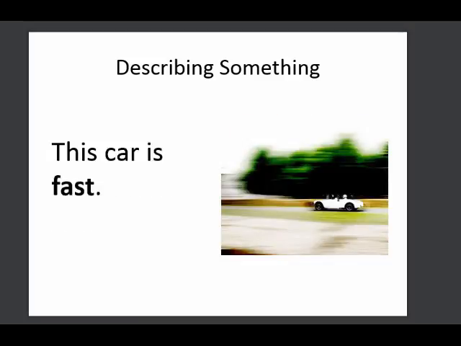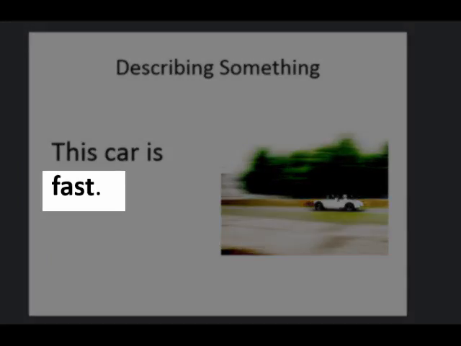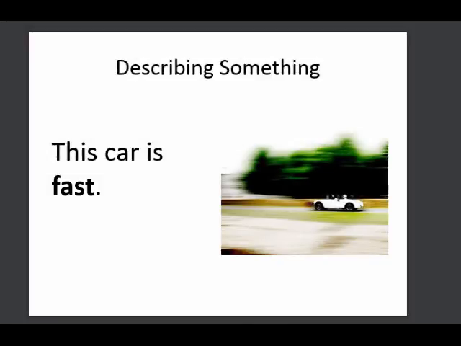This car is fast. So what is the car? The car is fast. The noun car is with the be verb and an adjective, is fast.